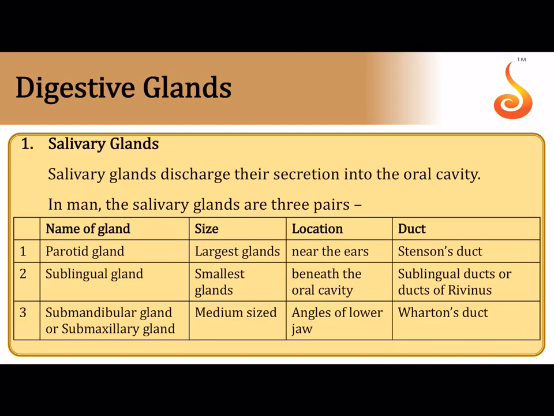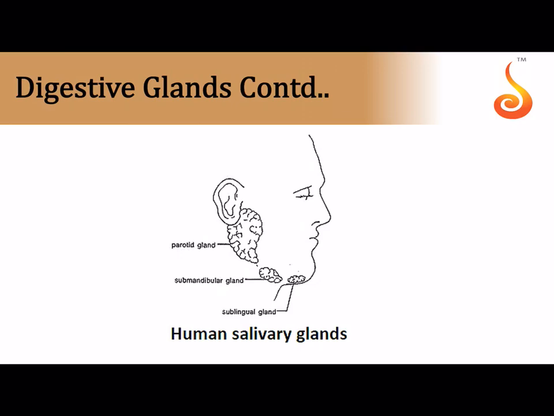Digestive glands, we have salivary glands. Let us start off with the salivary glands. We have three major salivary glands, as you can see in the picture. The largest salivary gland is in front of your ear. It is referred to as the parotid gland. The parotid gland opens into the oral cavity through a duct, which is referred to as the Stenson's duct, isn't it?